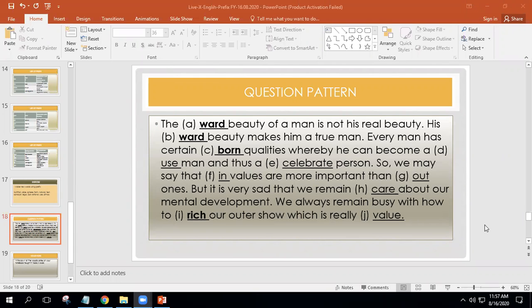Okay, so now you have understood. I'll give you a chance to answer the questions in the question pattern. This is also an easier one. It is easy for you, so I'm giving you a chance. Answer the question. The dash word beauty of a man is not his real beauty.